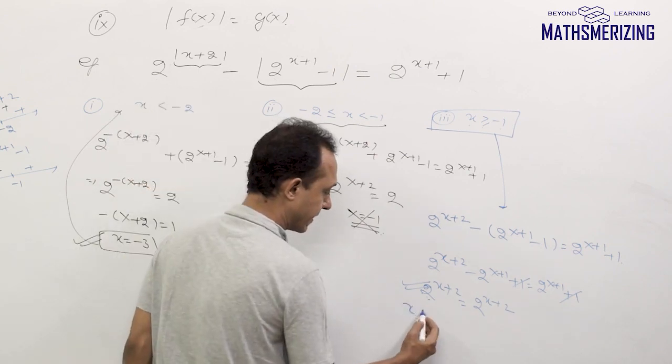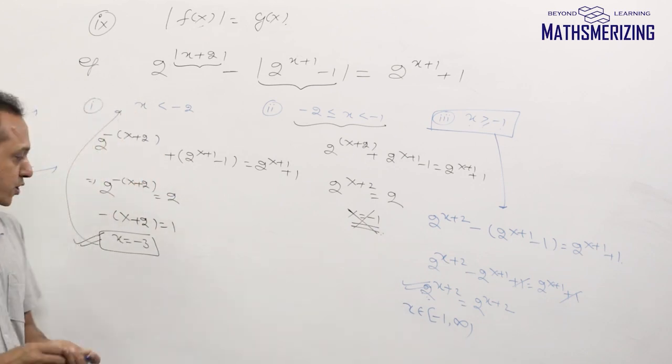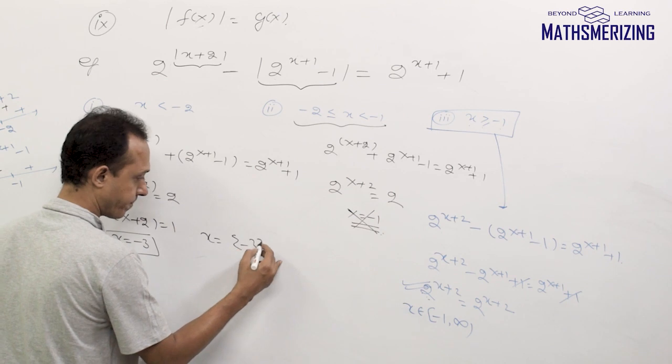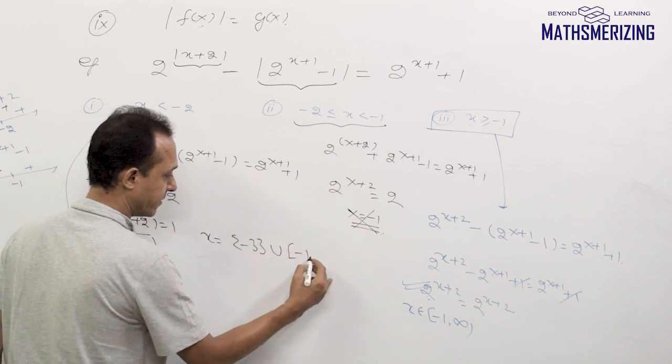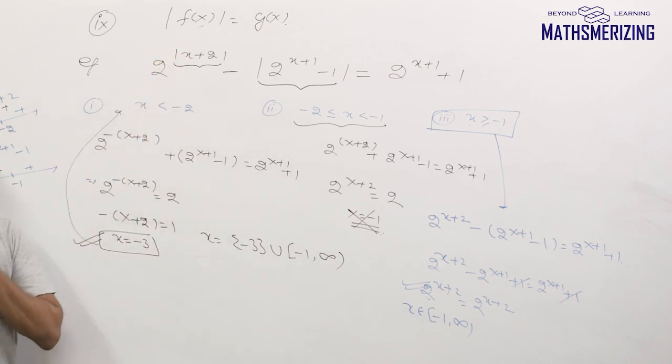So from this answer, I'll get x belongs to minus 1 to infinity. So the solution to this equation is either the value of x is minus 3 or x lies between minus 1 and infinity. So this is how we solve these questions.